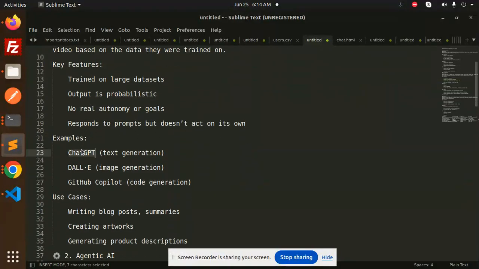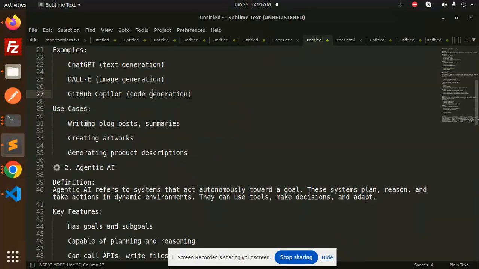Examples include ChatGPT for text generation, DALL-E for image generation, and GitHub Copilot for code generation. Use cases: writing blog posts, summaries, creating artworks, generating product descriptions.